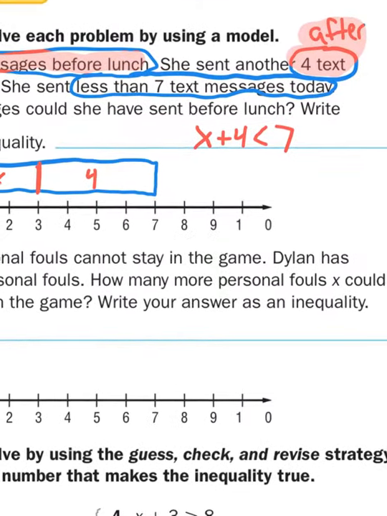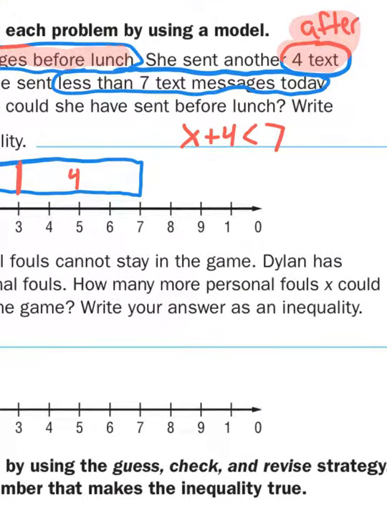So let me zoom in here. Now we solve inequalities just like we solve equations. We use inverse operations. So we want to get the x by itself, and to get rid of a plus 4, we subtract 4. So we're going to do minus 4, and we do the same thing to both sides of an inequality, minus 4.